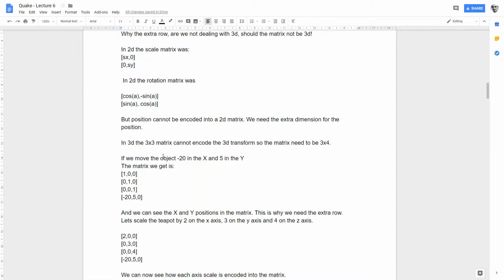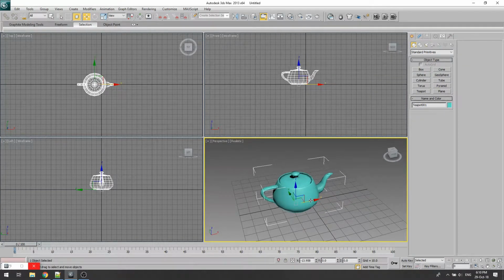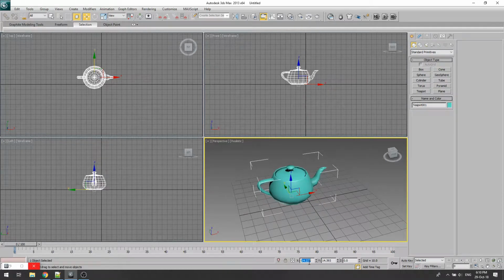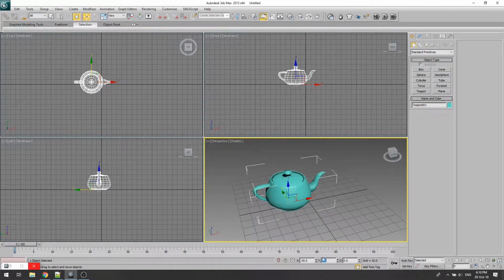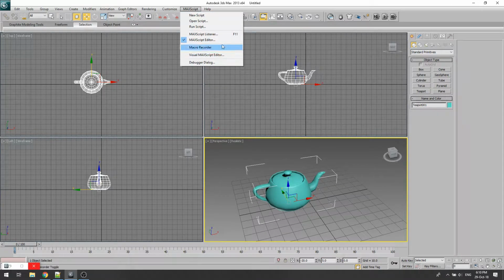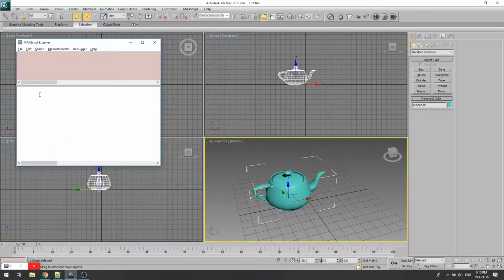If we move the object minus 20 in the x and 5 in the y, let's see what matrix we get. Let's move our teapot. Let's make this minus 20 in the x and 5 in the y. And let's bring back my listener. And let's find out what the transform matrix is. And you can see that the first 3 rows are the same, but now we have a minus 25 in the 3rd row, which corresponds to the position of the teapot.